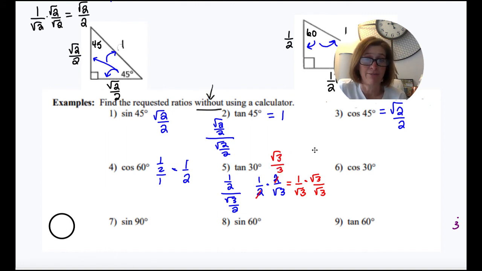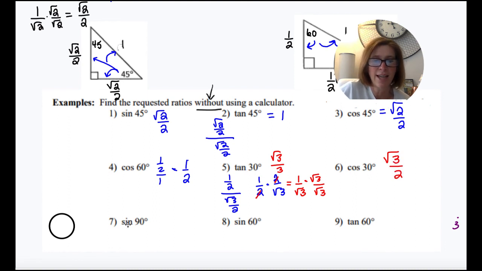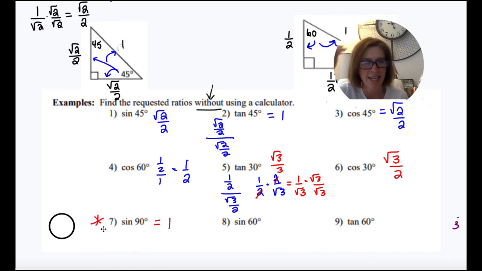Cosine of 30. Okay, so the cosine of 30 would be root 3 over 2 over 1. So that would be root 3 over 2. Oh, goodness. Sine of 90. Well, you can't really take the ratio. We never take the opposite over the hypotenuse of 90. But for now, if we do that, you're going to see opposite is 1, hypotenuse is 1, sine of 90 is going to equal 1. We're going to talk about that one in a couple of days, okay?